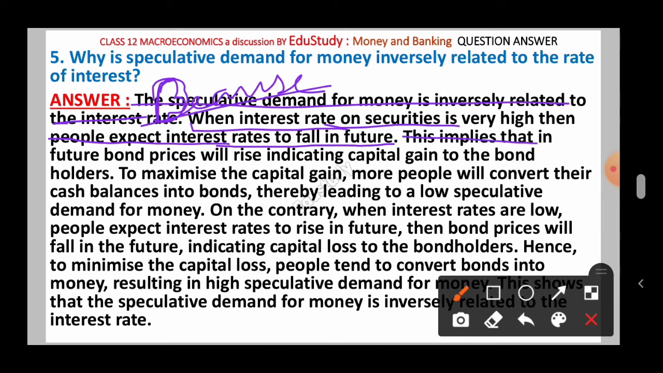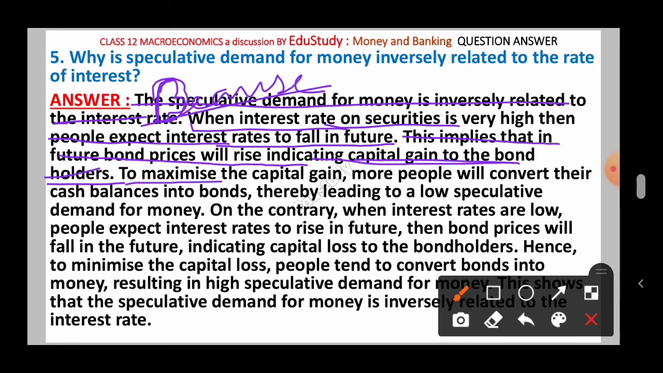And this implies that in future bond price will rise, indicating capital gain to the bondholders. That means, whenever they expect that in future the interest rate will fall, they will think that the bond prices will rise. The prices of the bond will rise in future. So therefore there will be capital gain to the bondholder.